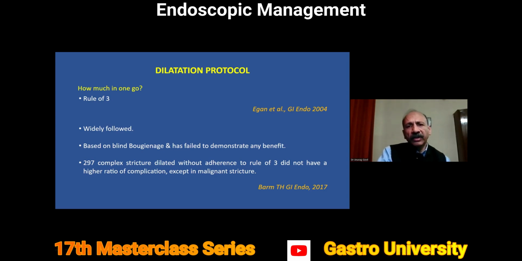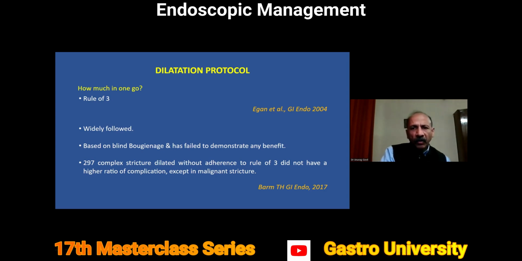However, over the years, this rule of three has failed to demonstrate much benefit. The only place where this rule of three should be very, very strictly followed is malignant strictures. They are the ones if you tend to dilate more, they leak very often. But at least in corrosives, we can go beyond 3 millimeters of the first dilatation that you do that day.